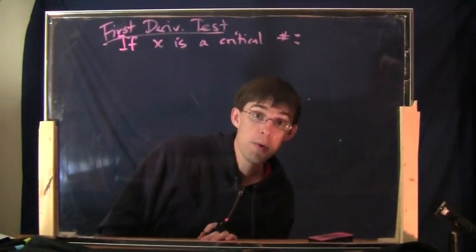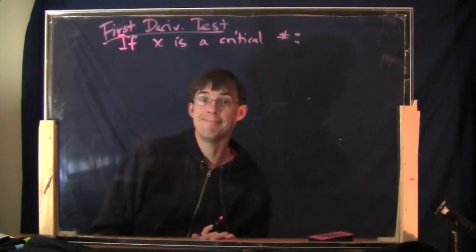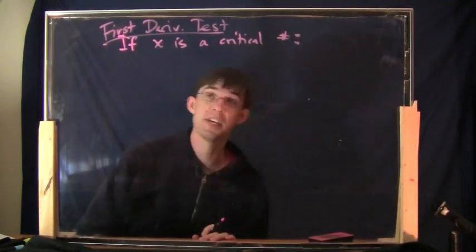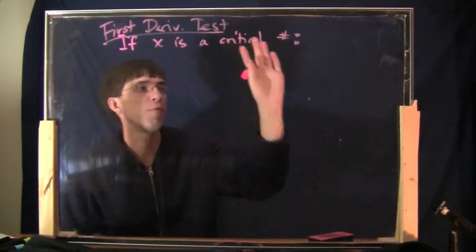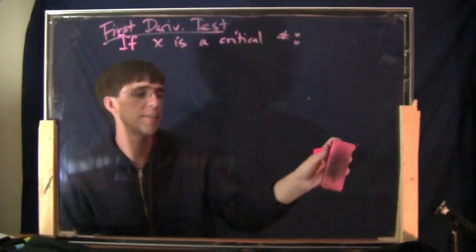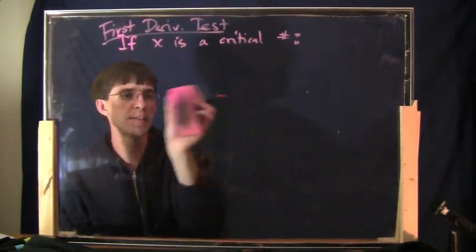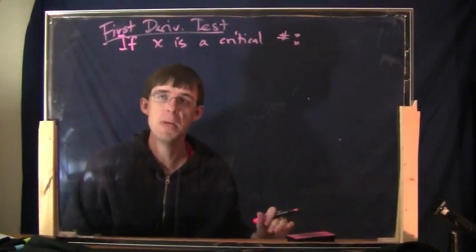Spoiler alert, you want to know what we're going to do pretty soon? There's actually something called the second derivative test. Anyway, the first derivative test. If x is a critical number, this is going to tell you how to tell if x is a relative maximum or a relative minimum.